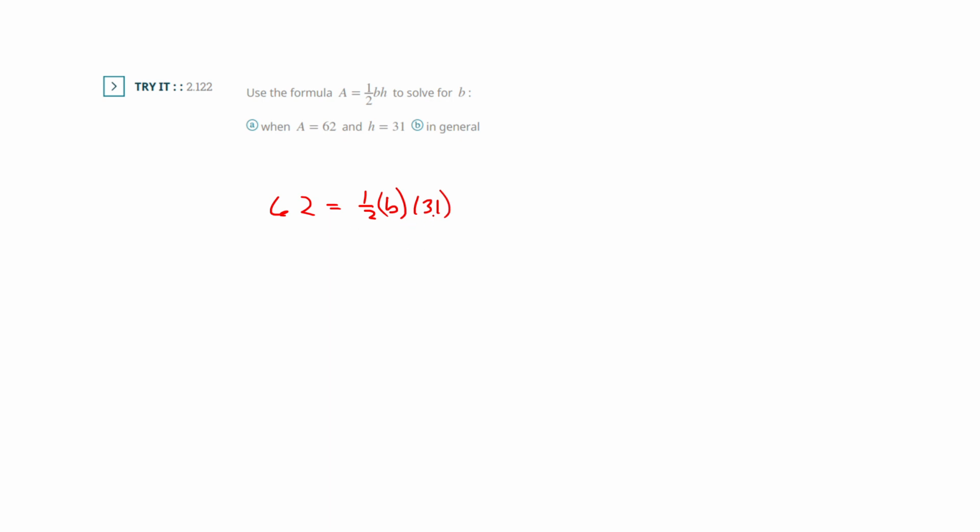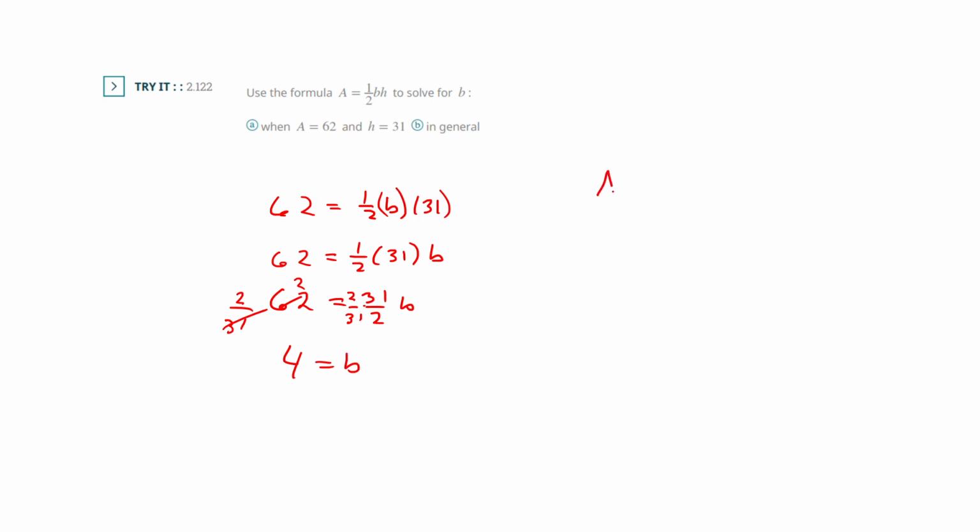Now, I would tidy this up. I would put this in the proper order. I want to have my b at the back just because we're used to seeing it that way. So now I'm going to put these over, make them one fraction. Multiply both sides by 2 over 31, called the reciprocal. Cancels down, gives me 2. 2 times 2 is 4, so b must be 4.